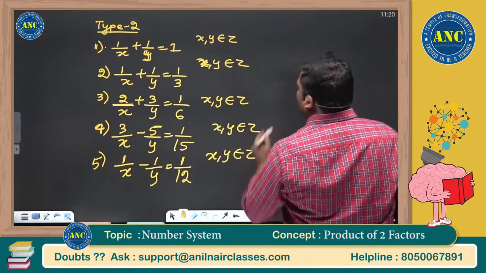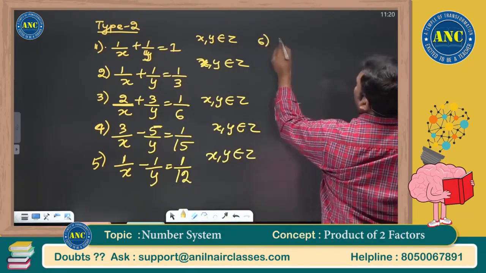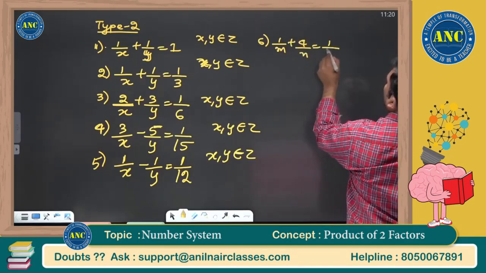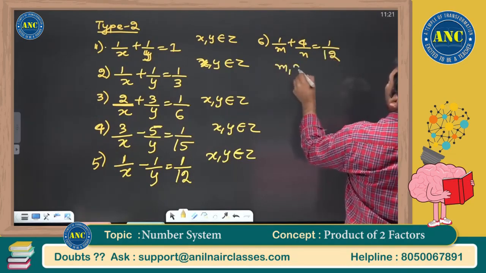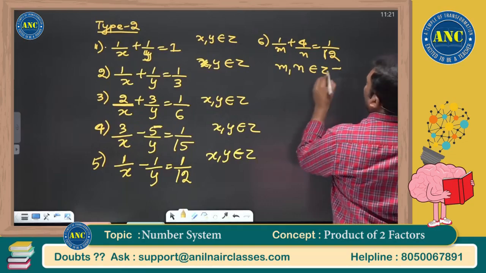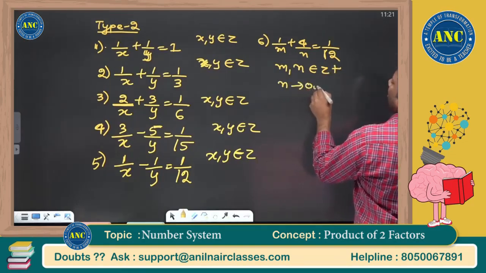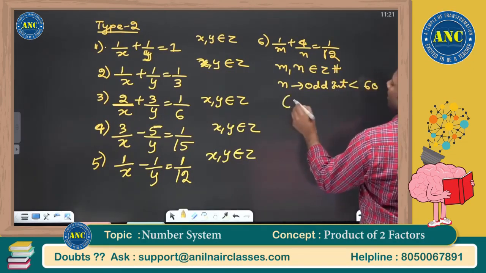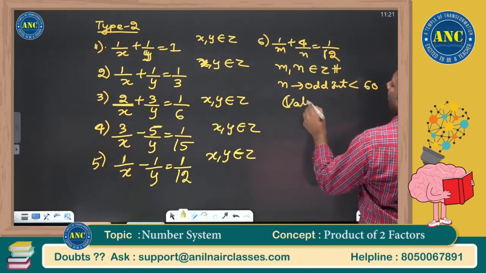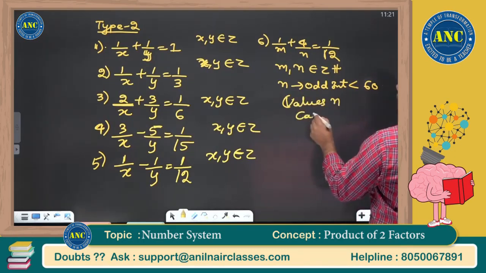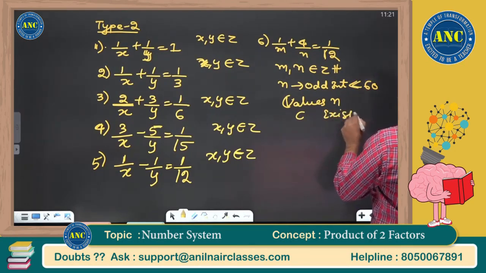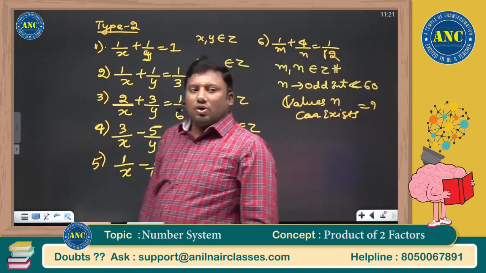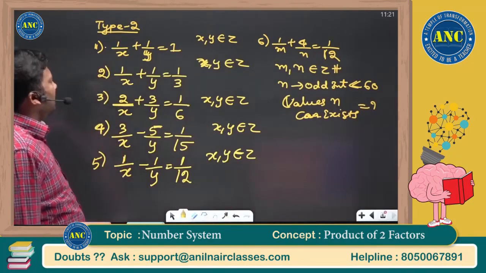All these questions we are going to solve. Sixth question. 1 by m plus 4 by n equivalent to 1 by 12. m and n are positive integers. n is an odd integer less than 60. How many values can n take which satisfy this equation? 6 plus 6, total 12 questions which we are going to discuss in the second class.